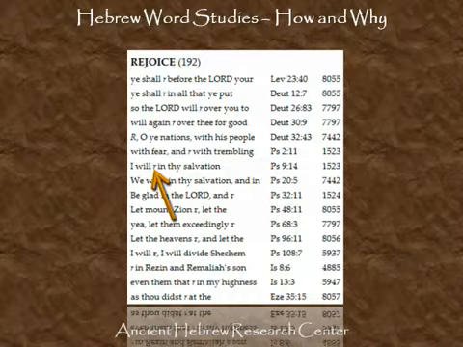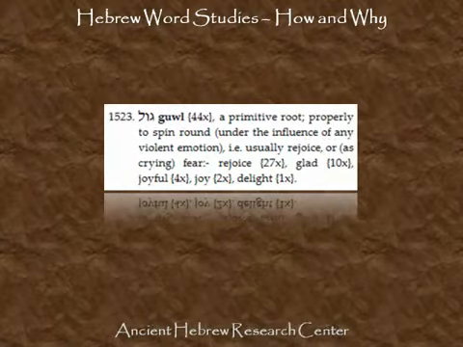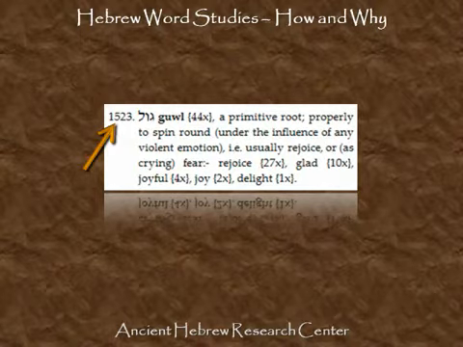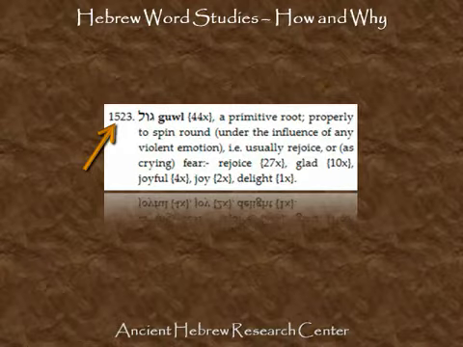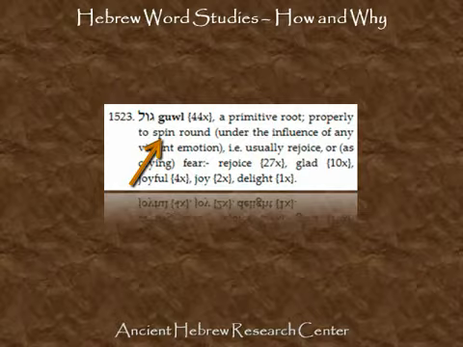Now to find the Hebrew word for this, on the far right is the number 1523. You then go to the dictionary, which is usually in the back of the concordance, and you'll find the number 1523, and this will tell you that it's the Hebrew word gul. It's a primitive root properly meaning to spin around. There's our concrete understanding of this word, to spin around. Now if we continue on, under the influence of any violent emotion such as rejoicing or fear. So we find that the Hebrew word gul can be a spinning around in joy or in fear.